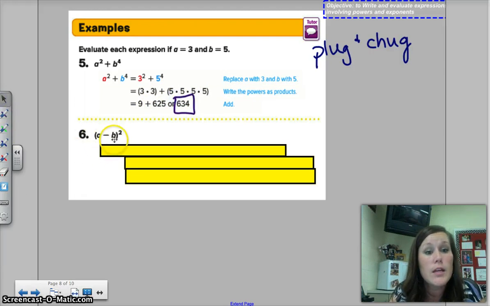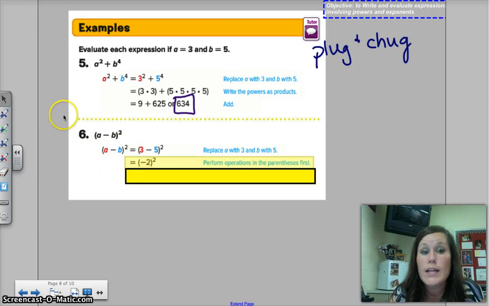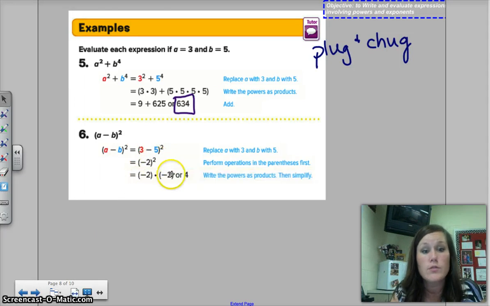A minus B in parentheses squared. We're going to replace the A and the B with 3 and 5. We are going to write it out. We're solving the parentheses first. That's order of operations that you should remember from 7th grade. So 3 minus 5 is negative 2 squared. And then we're going to do negative 2 times negative 2, because that's what our power is telling us to do, and we would get 4.